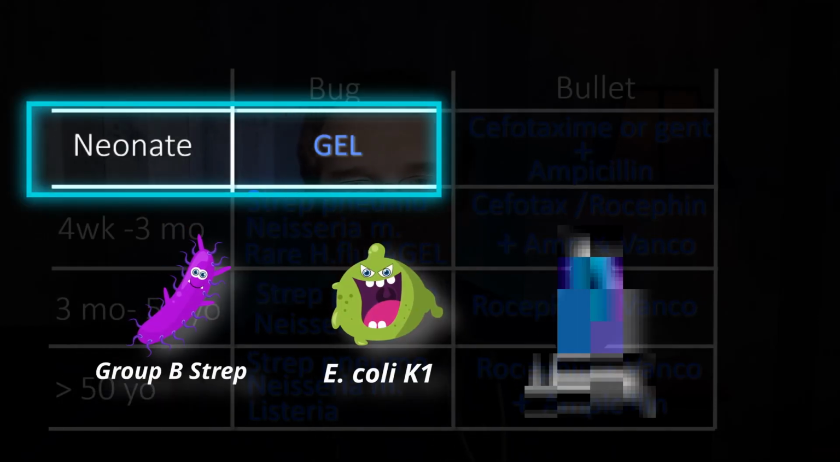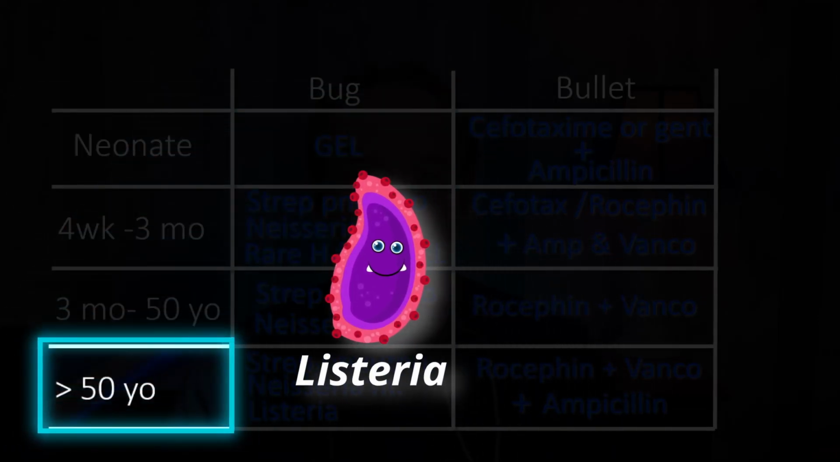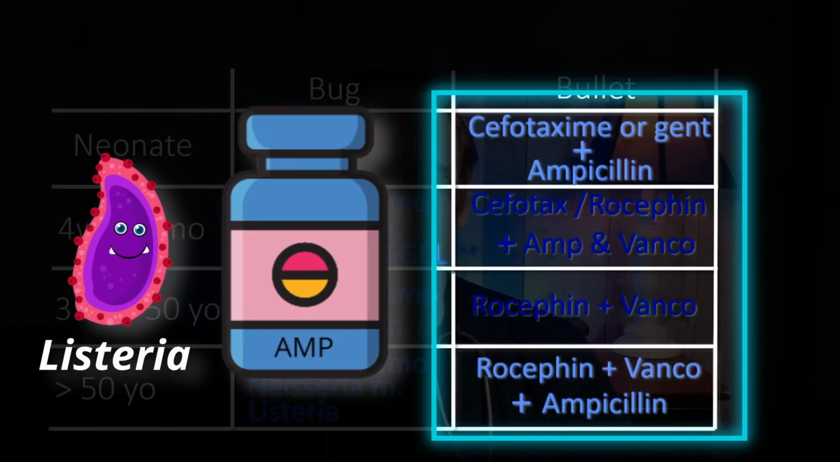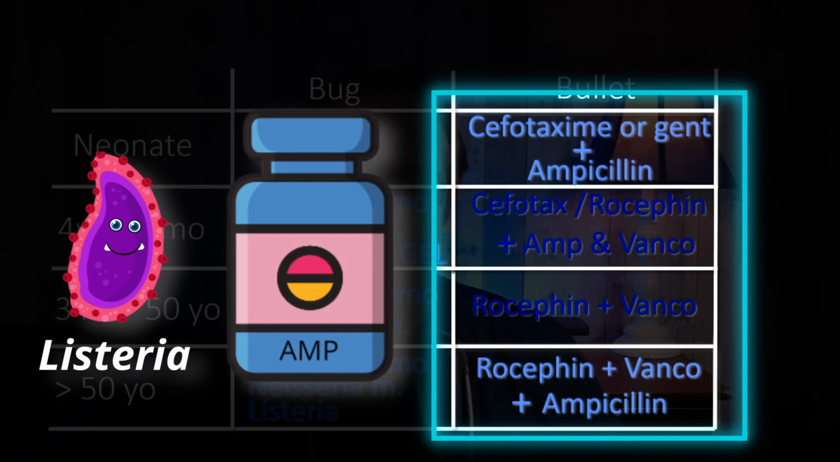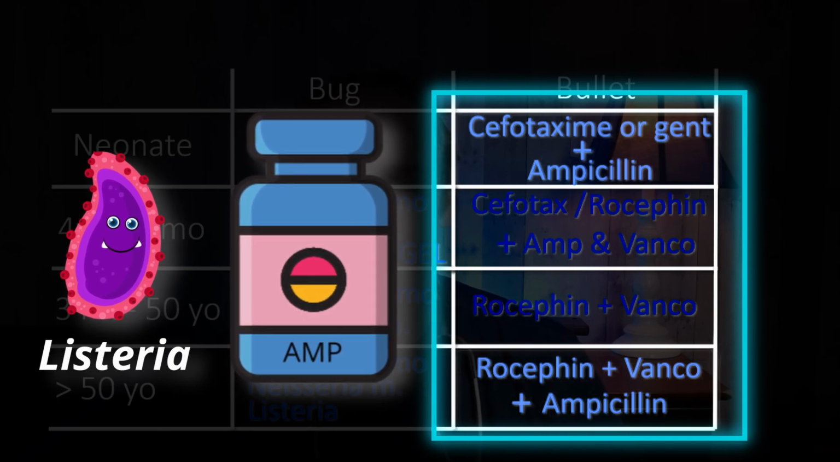A general rule is neonatal meningitis is often caused by the GEL organisms, that's group B strep, E. coli, and Listeria. Patients over 50 are also at risk for getting Listeria meningitis. So for both of these groups, it is important to add ampicillin into your antibiotic treatment regimen.